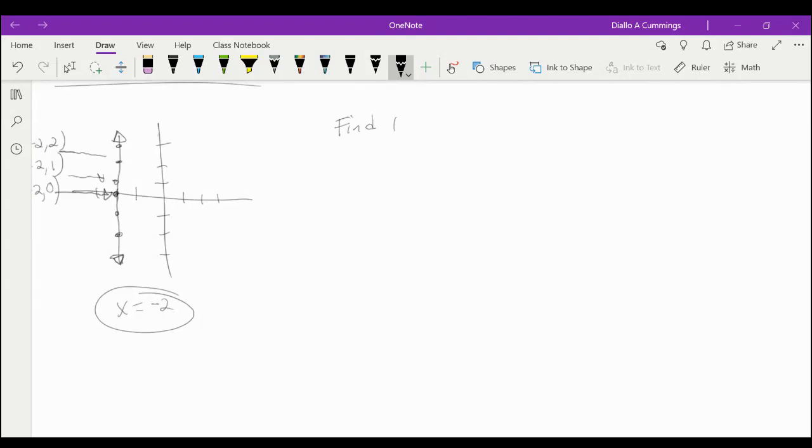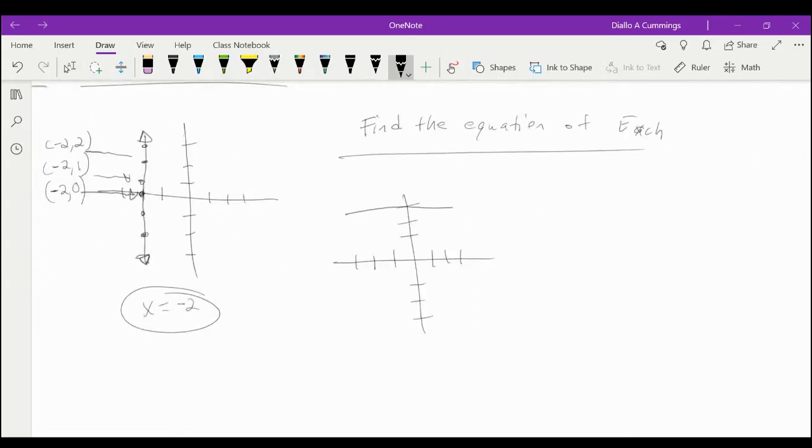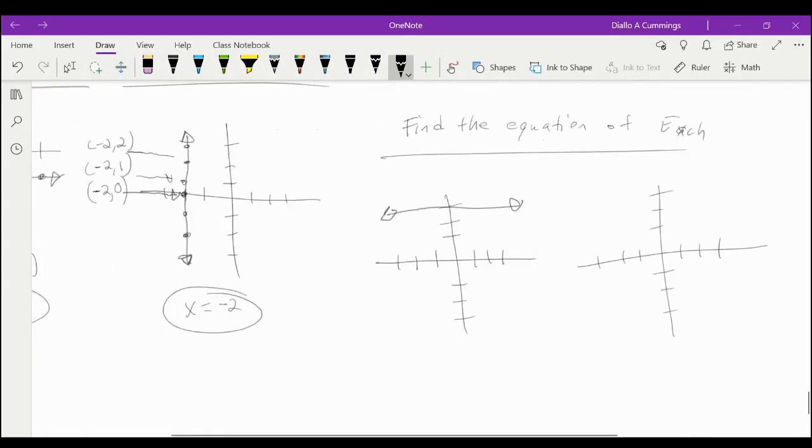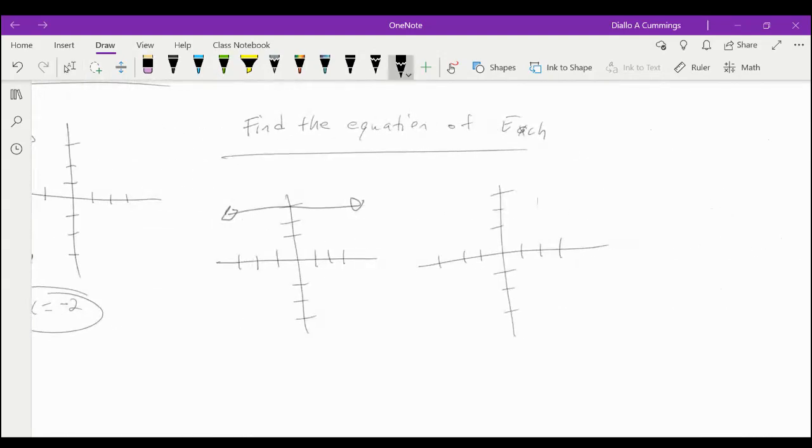So here are some for you to try. 1, 2, 3, I'll just go out to 3. And we will graph that and this graph.